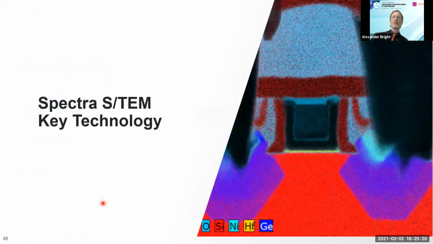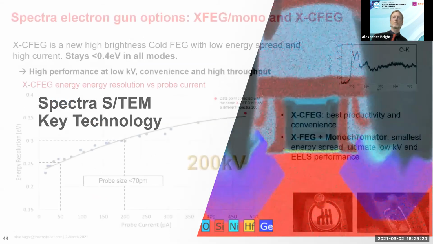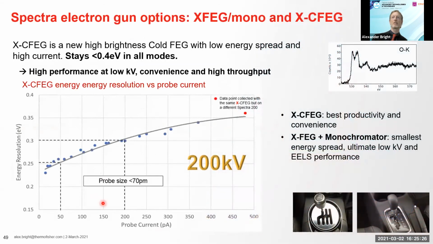I'd just like to finish by talking about some key technologies of the Spectra series. So Spectra has two main gun options, the XFEG monochromator and our new cold FEG gun, the XCFEG. The XCFEG is a really high brightness cold FEG, and also has a low energy spread. So I think it's going to be powerful, not just for imaging, but also for a wide range of EELS applications, and has a lot of benefits for ease of use.